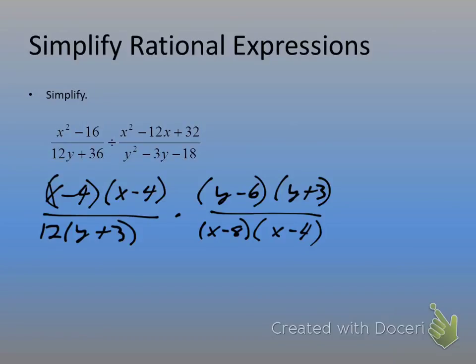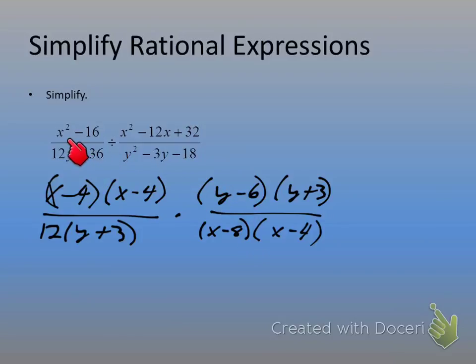Alright, so I'm going to pick this problem up here. This is after I factored everything. So x squared minus 16 factors into x minus 4, x plus 4. Where it might have gotten you on this problem, 12y plus 36 has a GCF of 12, so don't forget about that. And then the second place: it's still a division, so you still have to flip this. So it still has to be the factored form of y squared minus 3y minus 18 on top, x squared minus 12x plus 32 factored on the bottom.